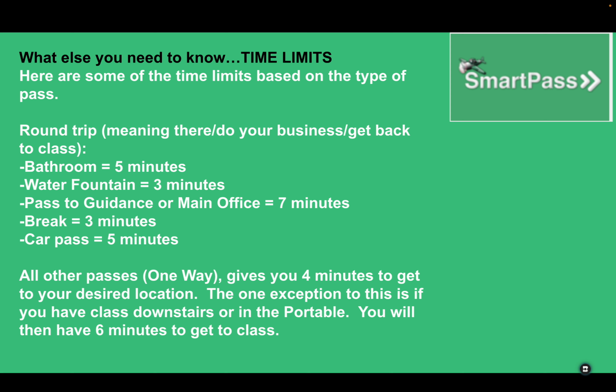All other passes, mostly those that are one way, gives you 4 minutes to get to your desired location. So let's say you are in Mr. Johnson's architecture and engineering class and you need to go to meet with Mrs. Rowell. You will have 4 minutes to get to her office from Mr. Johnson's classroom. The few exceptions to that are if you have classes downstairs or in the portable. Then we're giving you 6 minutes because it will take you more time.